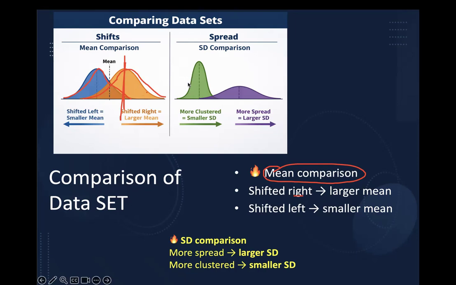Smaller. So in this distribution, you have a mean here, and the values are closer to the mean. Therefore, standard deviation is smaller. But these, look at these values, they all spread apart. Standard deviation is getting bigger and bigger. This is the comparison the SAT wants you to know about.